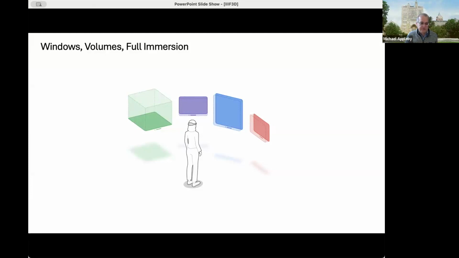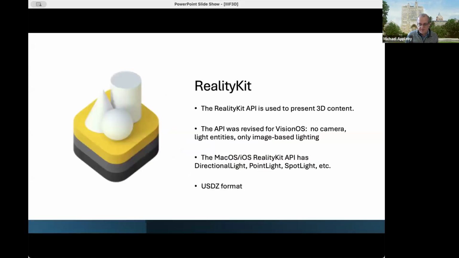And it can go into full immersion where it basically hides all the other applications and shows whatever models you're placing into your space at whatever scale you determine. Their internal API for all this is called RealityKit. And it's interesting because what it's doing in what they call visionOS for the headset is different from what it does in the other OSs, even though it's branded as the same API.